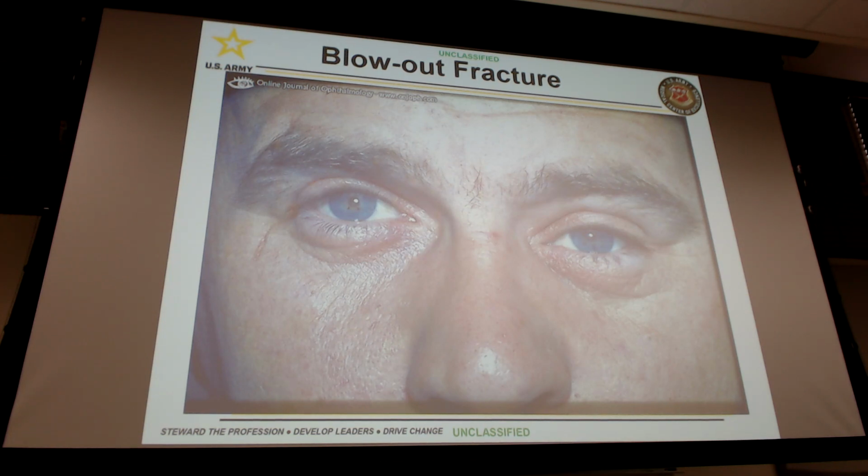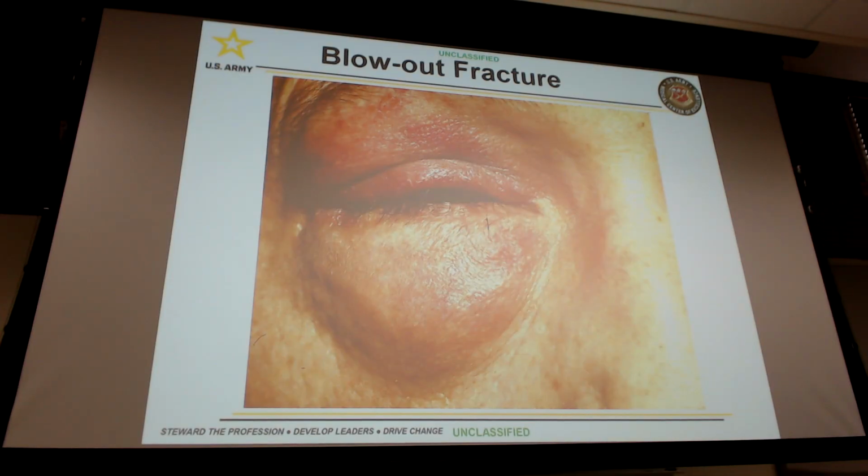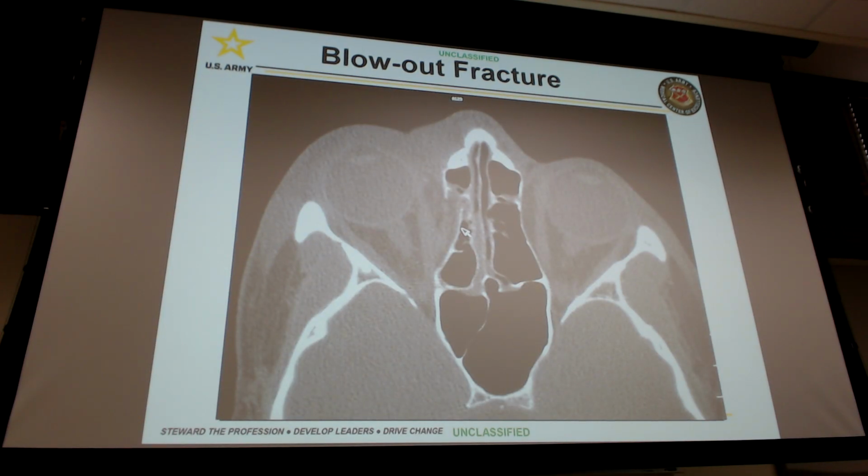Okay, another, you can see here that the eye on the right side of the picture, the left eye is kind of sunken in a little bit, and it's not sitting where the other eye is, it's displaced. Okay, that's indicative of a blow-out fracture as well. And then there can be a lot of swelling around the eye, as you might expect.